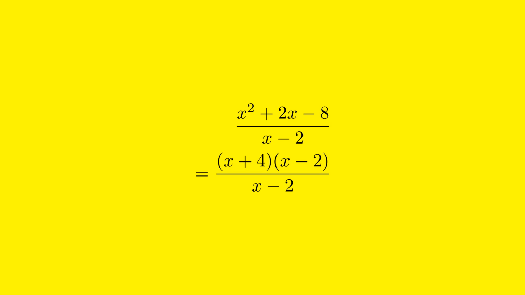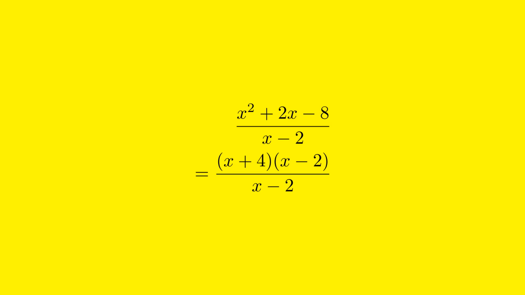We look for two numbers that multiply to give the constant term, which is minus 8, and add to give the coefficient of the linear term, which is 2. The standard form of a quadratic expression is x squared plus bx plus c. Here, a is 1, b is 2, and c is minus 8. We need to find two numbers that multiply to minus 8 and add up to positive 2. These two numbers are 4 and minus 2. This is because 4 times minus 2 equals minus 8, and 4 plus minus 2 equals 2.